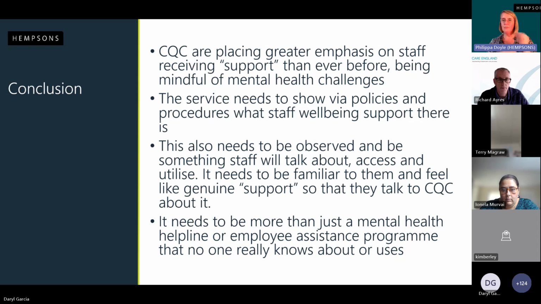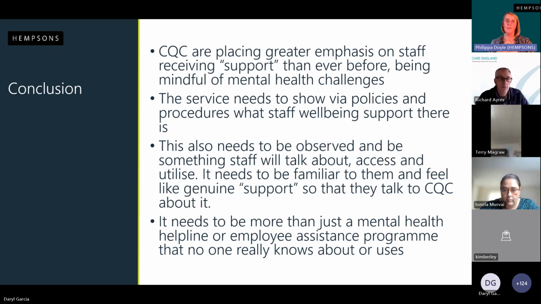Just to bring everything together in relation to this quality statement, as I've said, CQC are placing greater emphasis on staff receiving support than ever before. They're very, very mindful of the ever-increasing mental health challenges that we have with supporting staff, particularly post-COVID. So whilst you need to show via policies and procedures and your intranet what staff wellbeing support there is, it also needs to be something that staff know about, that they access, that they utilise, that it's familiar to them. And so it does feel like genuine support that they can talk to CQC about.